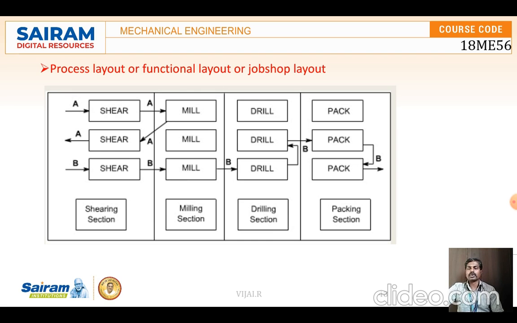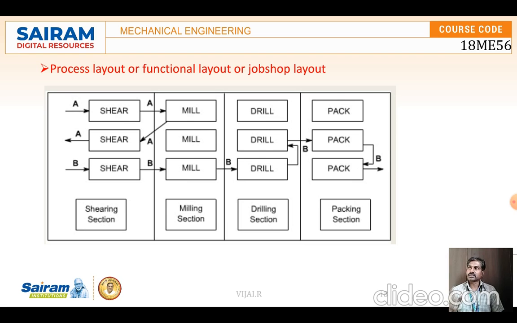Process layout or functional layout depends upon the functions or the process involved. Here it is the intermittent process. There are products A, B, C, or any products, and they may follow different sequences. In this layout, machines are arranged in terms of sections or functions. The layout is made with the help of the functions: milling function, drilling function, grinding function, packaging function. So this is called a functional layout.